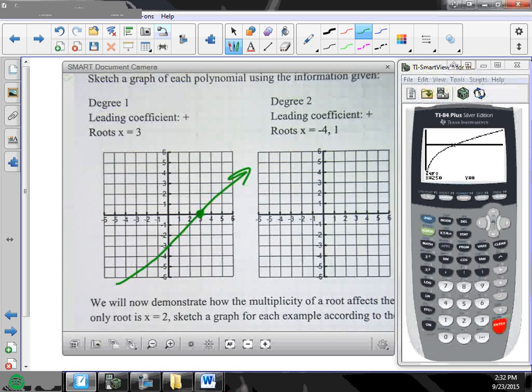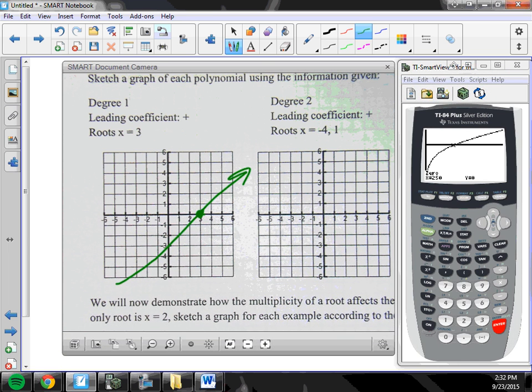A vertical line is not a function. So there is no polynomial that represents a vertical line. There is one that represents a horizontal line, but a vertical line is not a function, and all polynomials are functions. Okay, next one, degree 2.